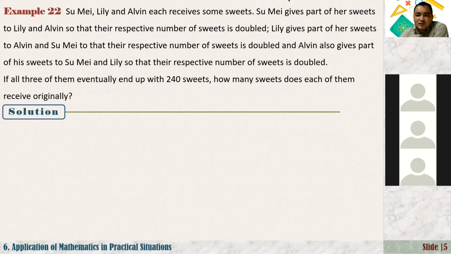Look, in the question here, Sume gives part of her sweets to Lily and Alvin. Let's say I have 10 sweets. Maybe I'm giving 2 sweets to Lily and 3 sweets to Alvin, something like this, so that the respective number of sweets is doubled. But now if you give me something, let's say 3 candies, and my candies are doubled, before you gave me sweets, that means I had 3 sweets, right?